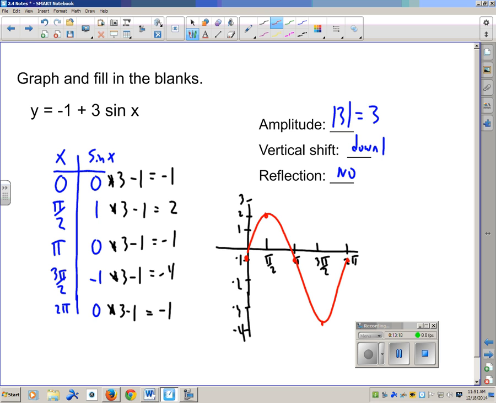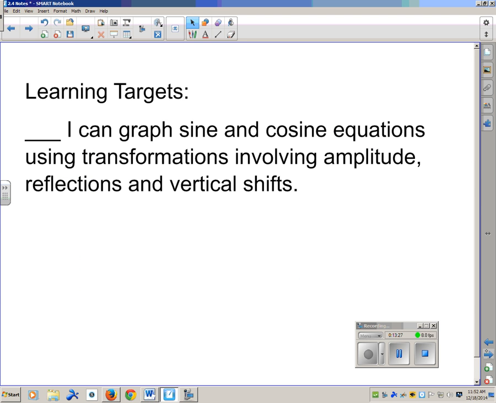So there we have amplitude of 3, vertical shift down 1, reflection no. All right. So I can graph sine and cosine equations using transformation involving amplitude, reflections, and vertical shifts. So we're only dealing with affecting the y value today. Tomorrow we'll deal with the x values.